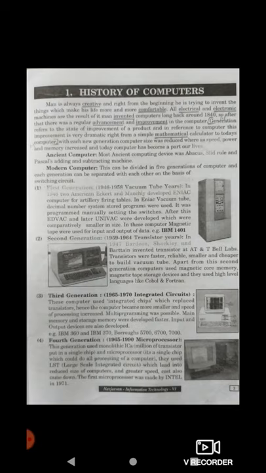Now students, computer as a word needs no introduction to you all. We all know what a computer is, how it looks like. We all have used it, right? You all have been to the practical lab during your school days, and you have used it. However, in this chapter, we will learn more about the history, the evolution, how computers came into existence.